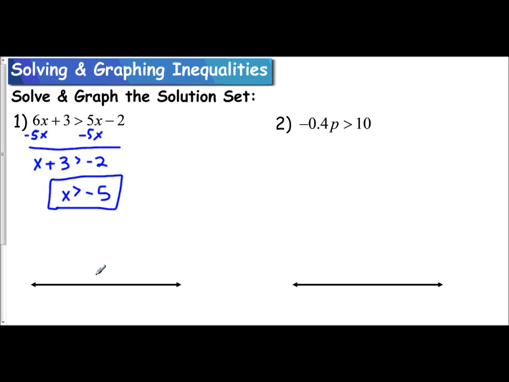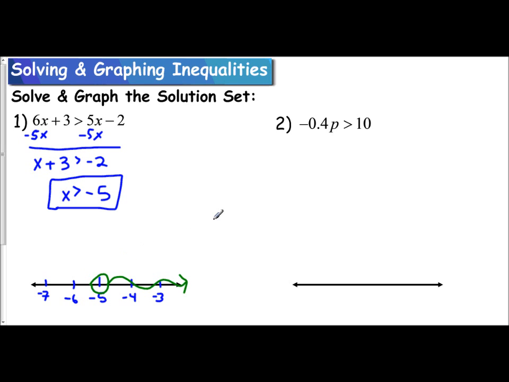To graph it on the number line, I'm going to put negative 5 in the middle. I'm going to fill in a couple other numbers. Let's do negative 4, negative 3, and then we'll do negative 6 and negative 7. And so when graphing, remember, if it's greater than or less than, we use an open circle. And when all the x values are greater than negative 5, then that represents all the numbers to the right of negative 5. And so there is our solution set graphed on the number line.